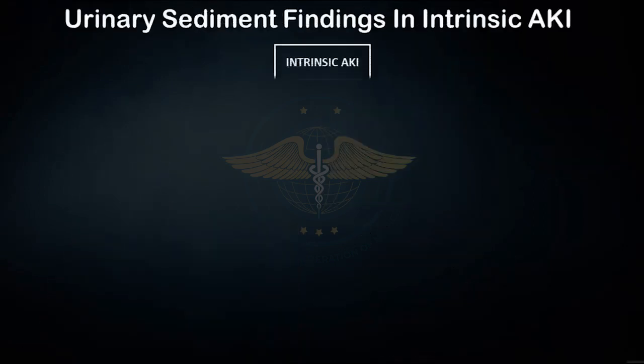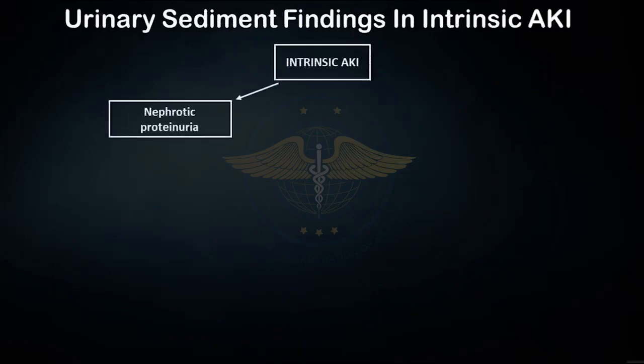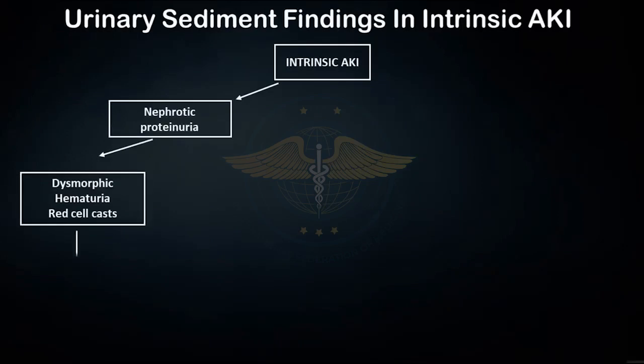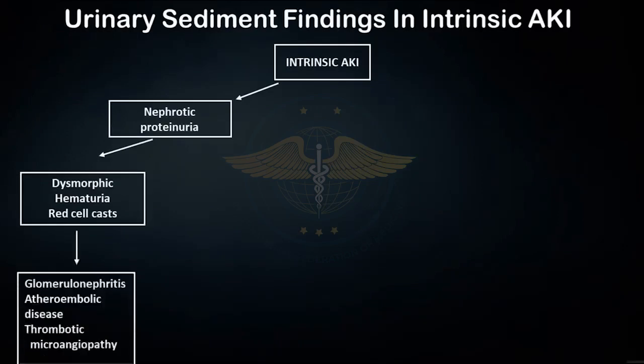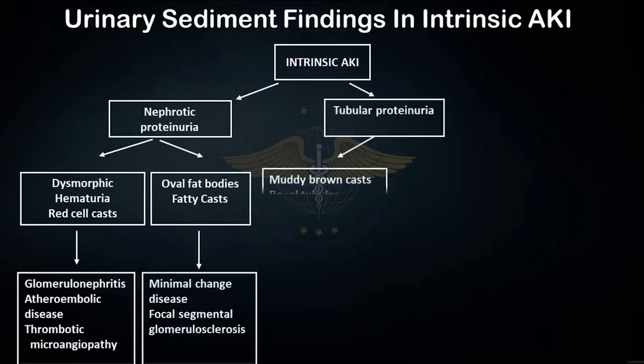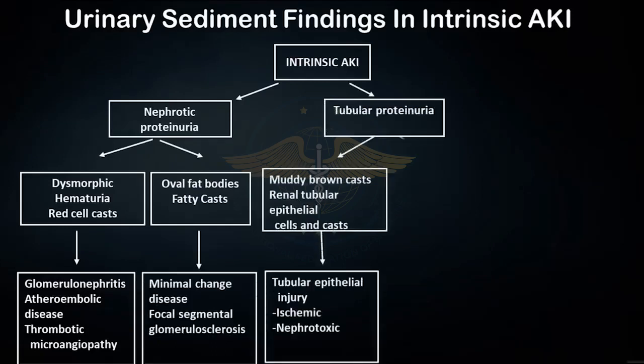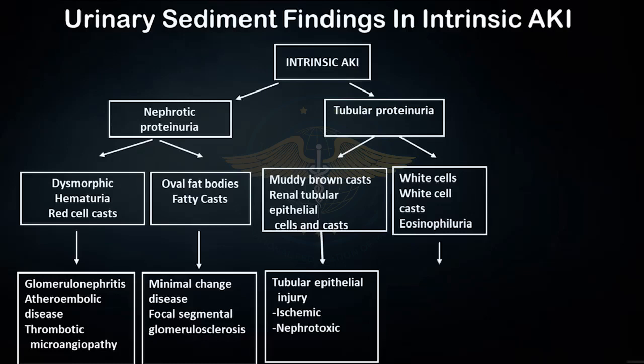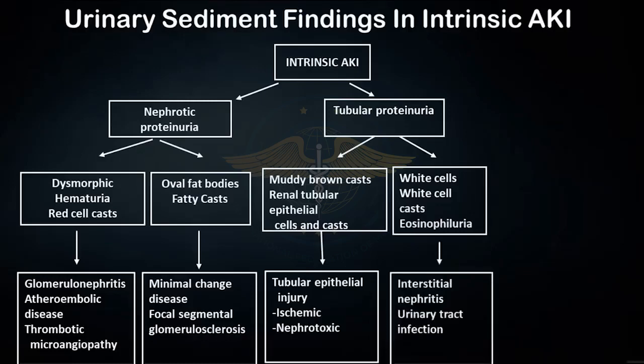When we talk of intrinsic AKI, if the patient has nephrotic proteinuria, dysmorphic hematuria and red cell casts, it suggests a glomerulonephritis, less commonly a thromboembolic disease or thrombotic microangiopathy. If you have oval fat bodies or fatty casts in urine, the possibility is minimal change disease or FSGS. If the proteinuria is in the tubular proteinuria range, then it could be because of tubular epithelial injury, tubulointerstitial nephritis, or a urinary tract infection.